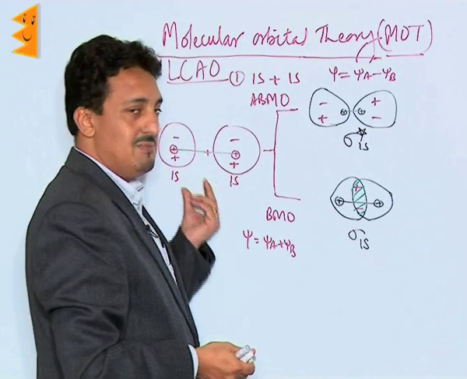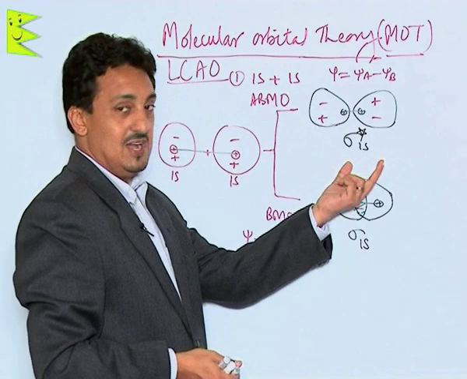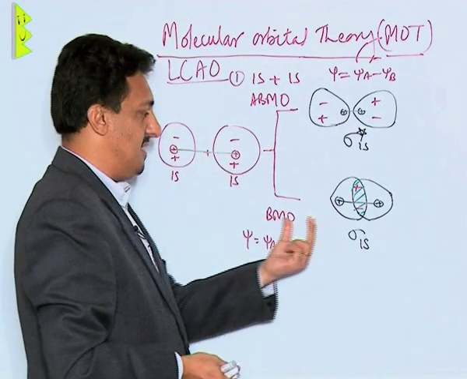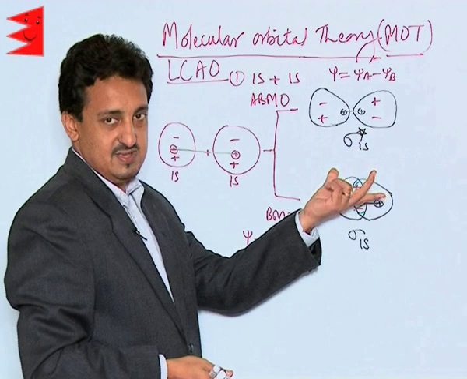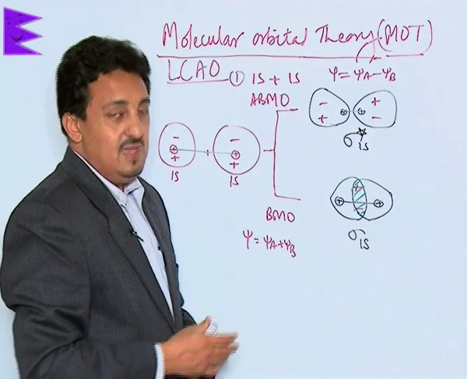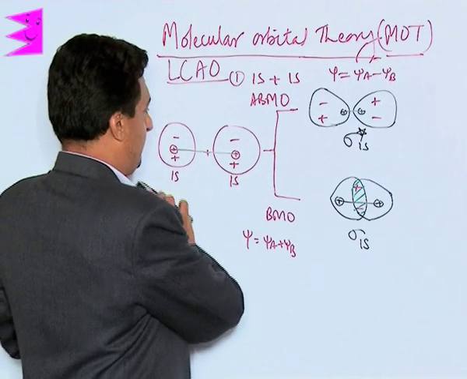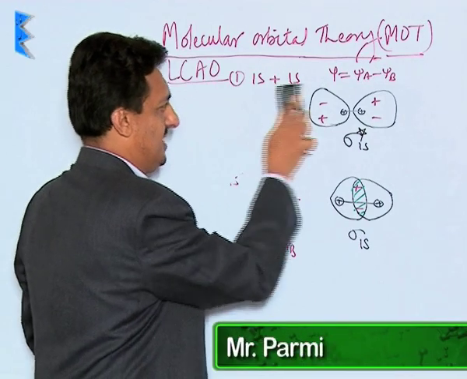Similarly, if 2s combines, we will have sigma 2s and sigma star 2s. If 3s is combining, we will have sigma 3s and sigma star 3s. And energy-wise, they will be arranged in this way only. In the energy level diagrams, we draw these molecular orbitals in a very different way, which I will explain to you later on.